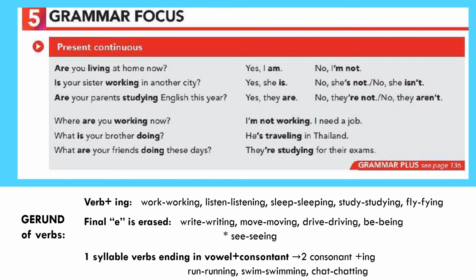What we erase is the final E in the verbs that finish in one E, for example, writing, moving, driving, and being. Exception, the verbs that finish in double E, for example, seeing. And the final rule, for verbs of one syllable ending in vowel plus consonant, we double the consonant and write ing. For example, running, swimming, or chatting.